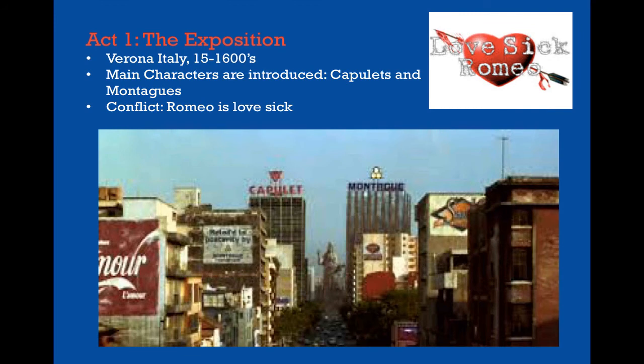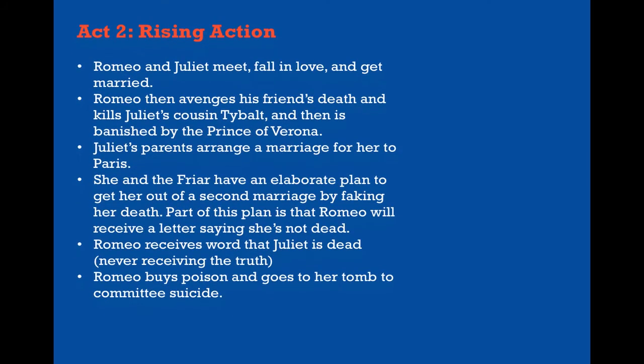Romeo and Juliet meet, they fall in love and get married. Romeo then avenges his friend's death and kills Juliet's cousin Tybalt. He is then banished by the Prince of Verona. Juliet's parents arrange a marriage for her to Paris. She and the friar have an elaborate plan to get her out of a second marriage by faking her death. Part of this plan is that Romeo will receive a letter saying that she's not dead.